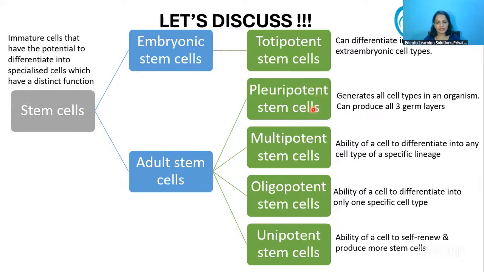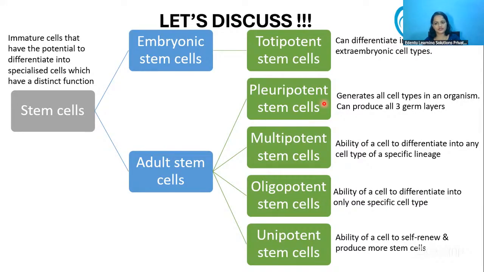So pluripotent means it can generate all cell types in an organism, like the inner cell mass of the blastocyst. That can be considered an example of pluripotent stem cells. It can generate all cell types and can produce all the germ layers also. It can produce ectoderm, endoderm, or mesoderm. Then multipotent, where again the cells are getting specialized.